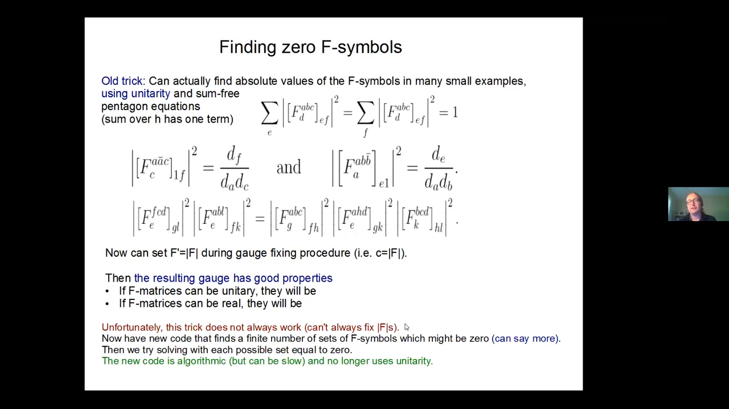But in the meantime, we have actually implemented code now to basically always find out which sets of different groups of F symbols may be zero, and then just try to solve the pentagon equations afterwards with each of the possible patterns of zeros. So this can be a bit slow, but it's anyway algorithmic. I could say more, but I think it's less interesting than what I will say after this. So this problem has in principle been solved, although we still think that the old trick is kind of useful for when it can be used, it actually makes everything nicer.